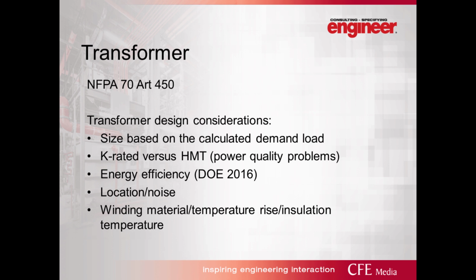The major difference between a K-rated transformer and a harmonic mitigating transformer is that K-rated transformers are built to handle the stresses and strain of a nonlinear load. Harmonic mitigating transformers are physically constructed to reduce or mitigate the harmonic currents. We typically see K13 for healthcare facilities and K20 for data processing equipment, but you can also see a harmonic mitigating transformer in hospitals and data centers.